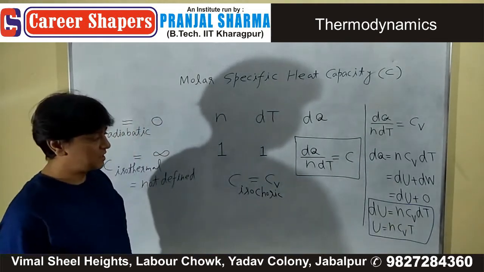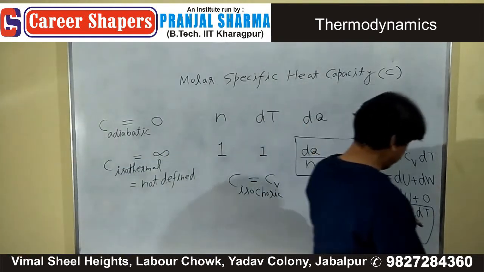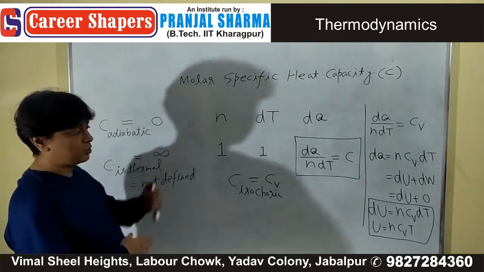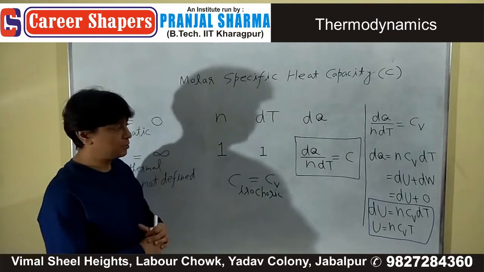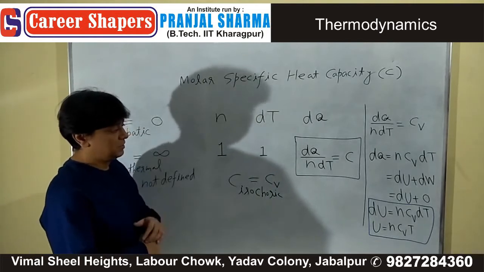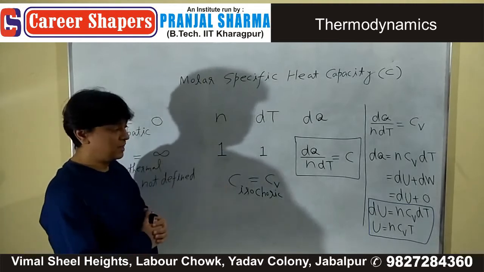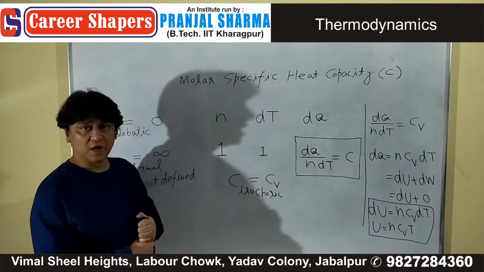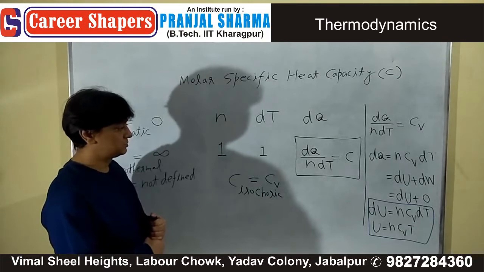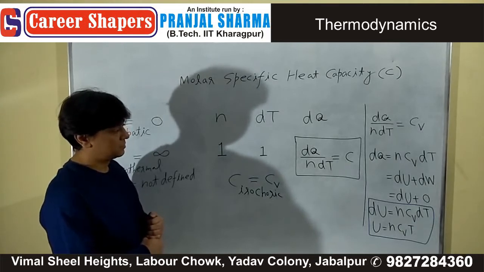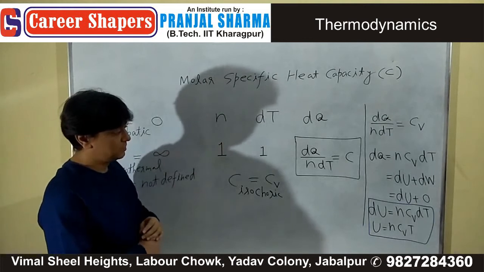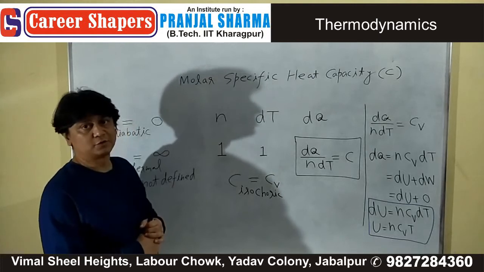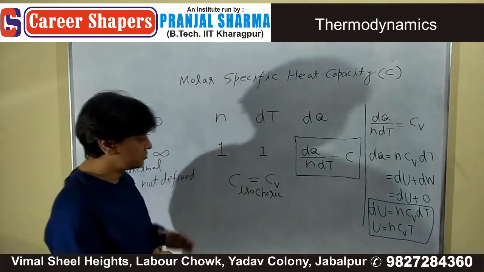Although we have developed internal energy for an isochoric process, this formula is valid for any type of process. This formula is valid for any type of process. Write down this much, and then we'll see C for an isobaric process.